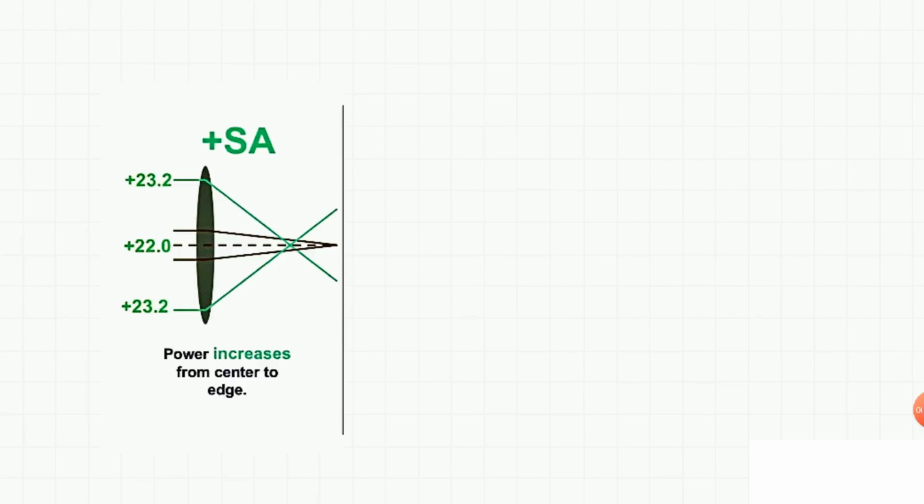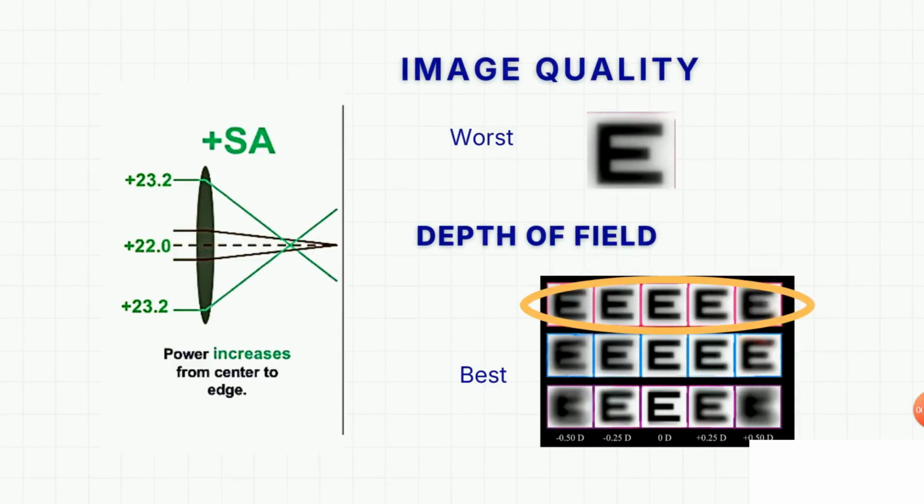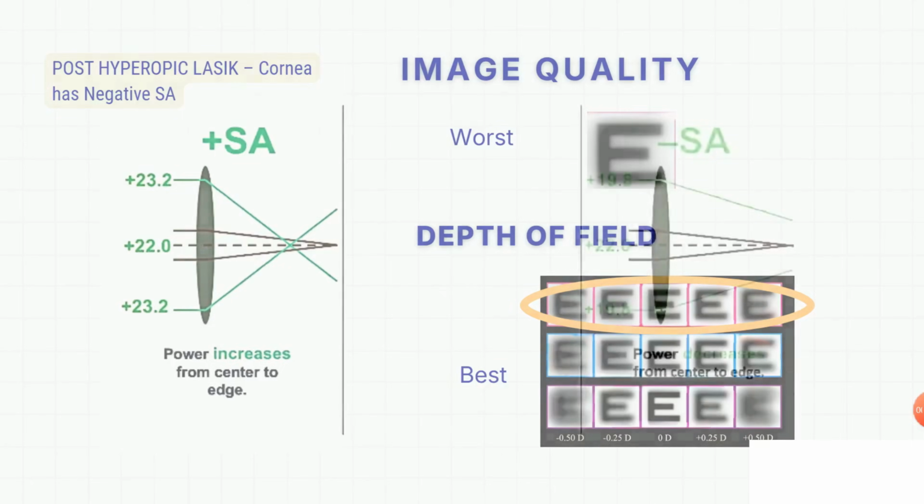Number one is the positive spherical aberration IOLs, which are the traditional spherical IOLs. These increase the eye's positive spherical aberration and add up to the spherical aberration of the cornea. They generally provide the worst image quality but the greatest depth of focus. Because of this trade-off, they are rarely used today except in very specific situations. One important indication here is post-hyperopic LASIK eyes, where the cornea may have developed a negative spherical aberration post-LASIK. In such eyes, adding a positive spherical aberration IOL can restore balance.